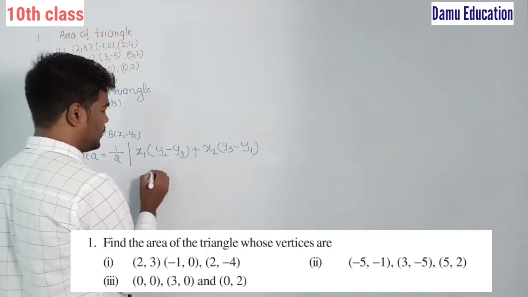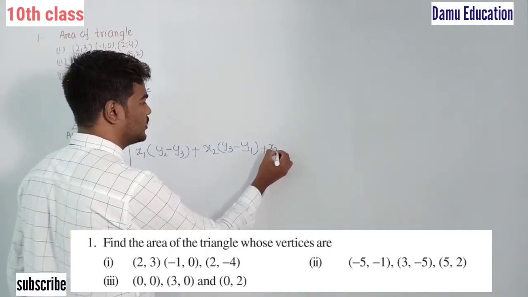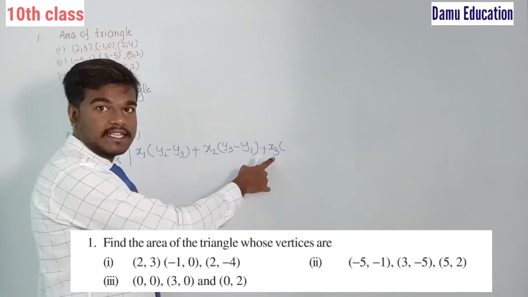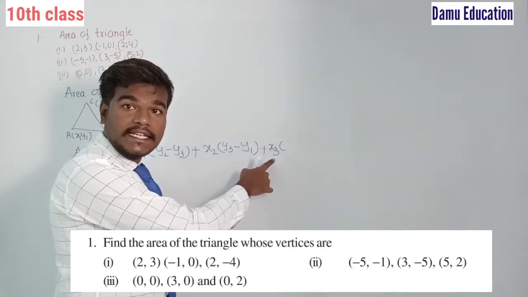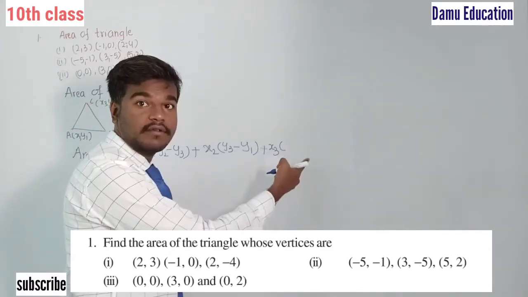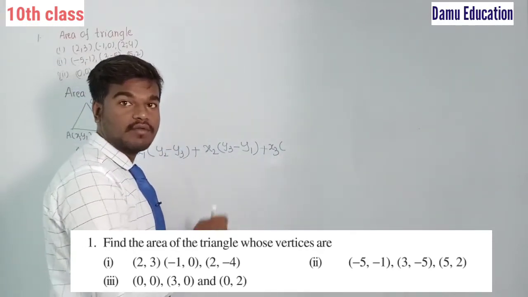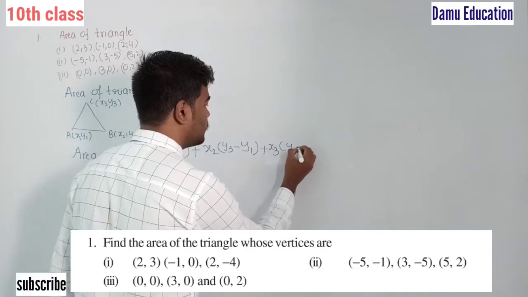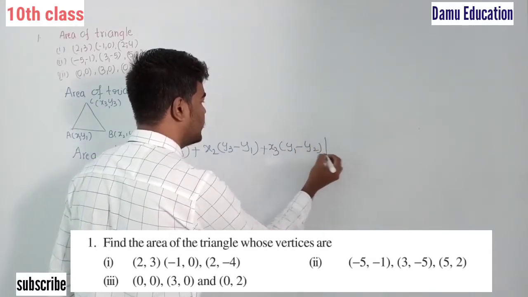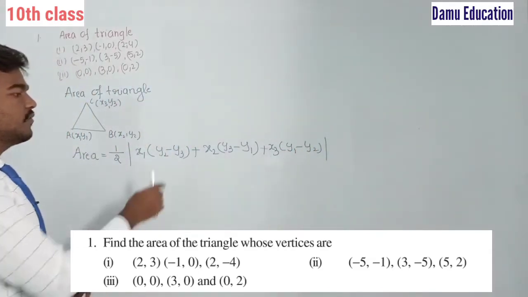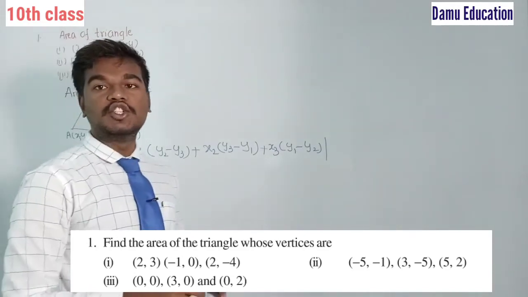Then plus x3 into, here 3 came, right? So here 3 came, and after that we will get 1. So it is x1, x2, x3, but y1, y2. So y1 minus y2, modulus finish. So this is the formula of the area of the triangle.